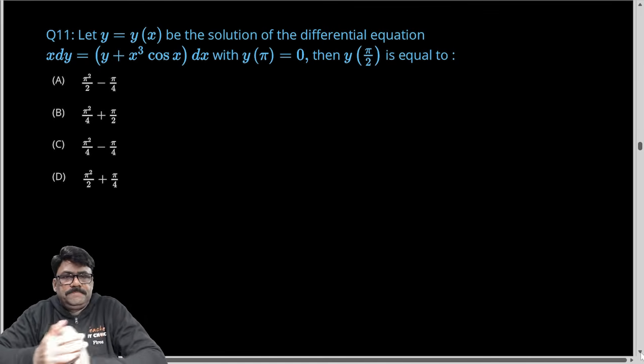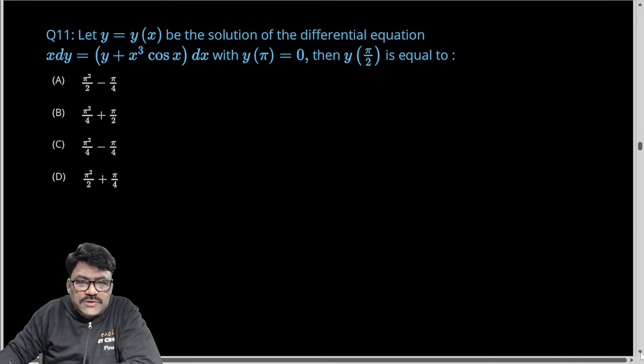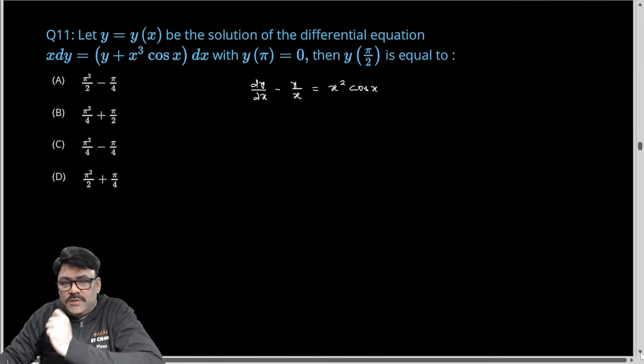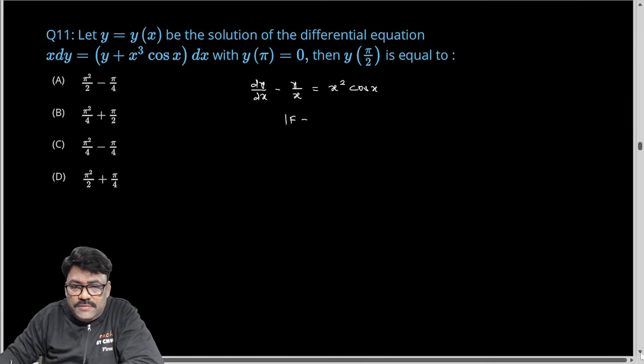Okay, see this question. This is from differential equations. And if I rewrite this differential equation, it is actually a linear differential equation. It can be written like this: dy by dx minus y by x is x square cos x. And you can see it is a linear differential equation, dy by dx plus p y equals q. So if I find its integrating factor, it is e raised to the integral of p dx, the integral of minus 1 over x dx, e raised to minus log x, which is 1 by x.